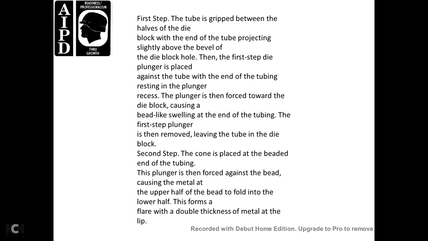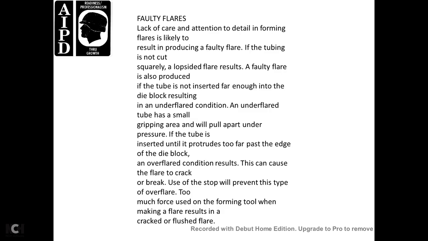Second step, the cone is placed in the bead at the end of the tube. The plunger is forced against the bead, causing the metal at the upper half of the bead to fold down and the lower half of the portion to form the flare, with a double thickness of the metal at the lip.